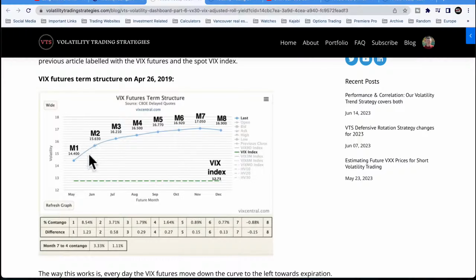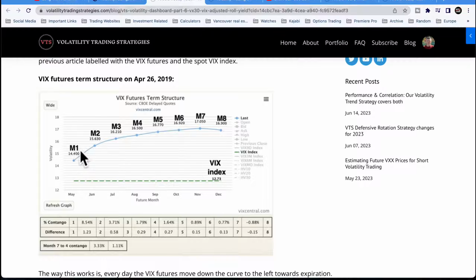So the reason that I don't actually talk about contango very often is because it doesn't matter. That's not what's changing the value of the product. What's changing the value of the VXX, for example, is that it's holding both of these futures in various weightings based on the days to expiration.